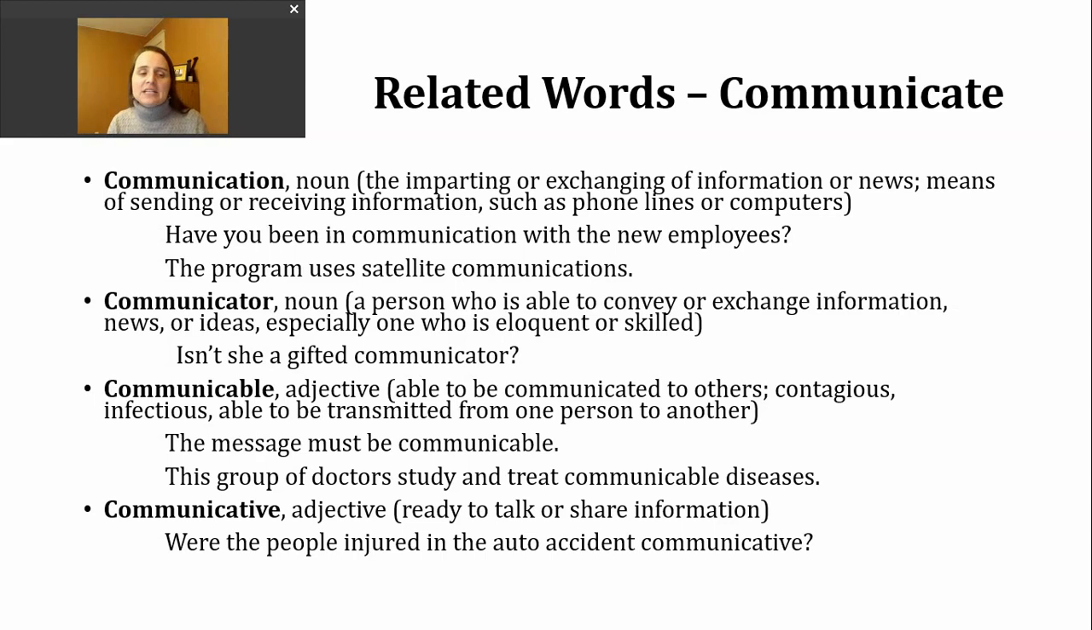The last word we're going to take a look at is communicative. It's an adjective, and it means ready to talk or share information. Here's an example of this usage. Were the people injured in the auto accident communicative? Right? Were they able to talk? Were they able to explain what happened?